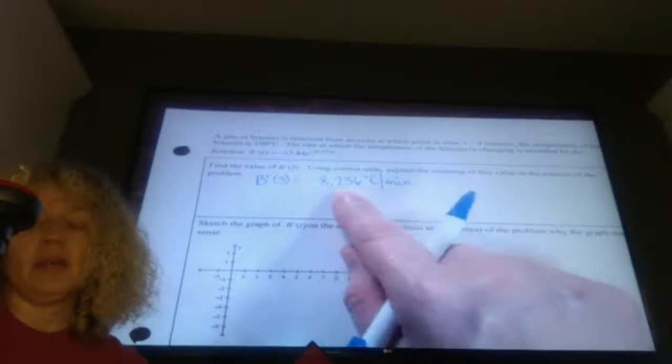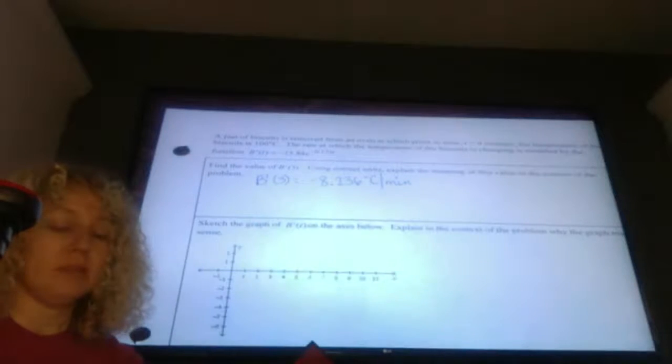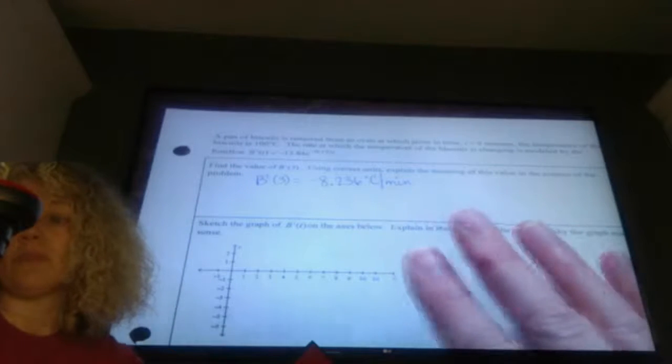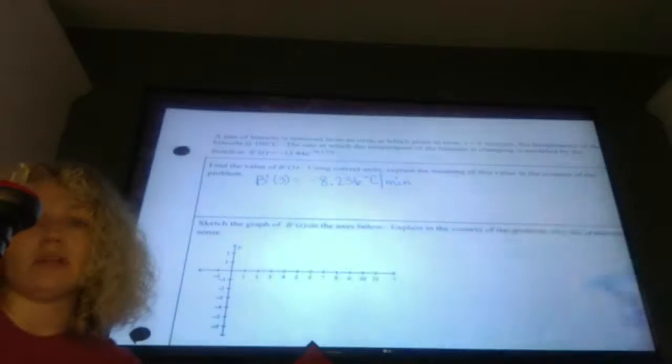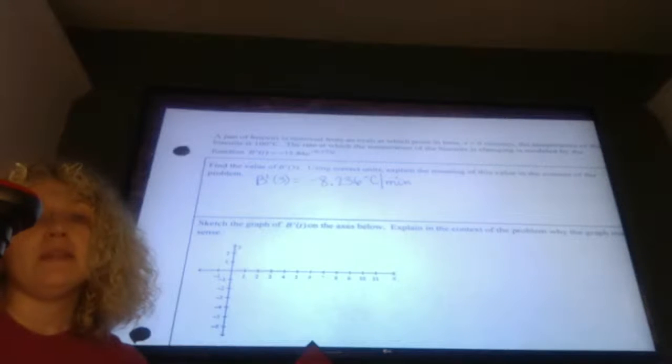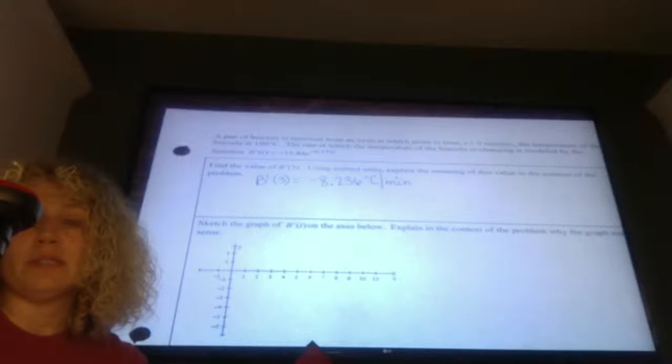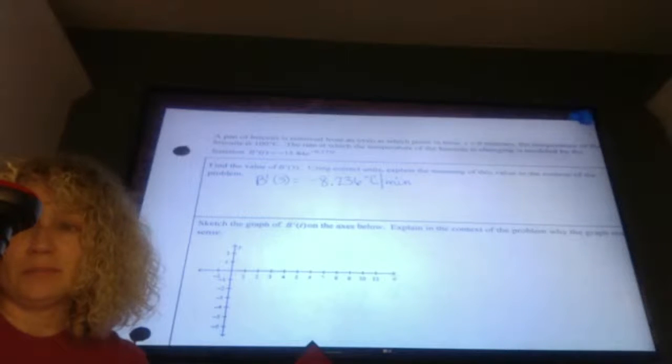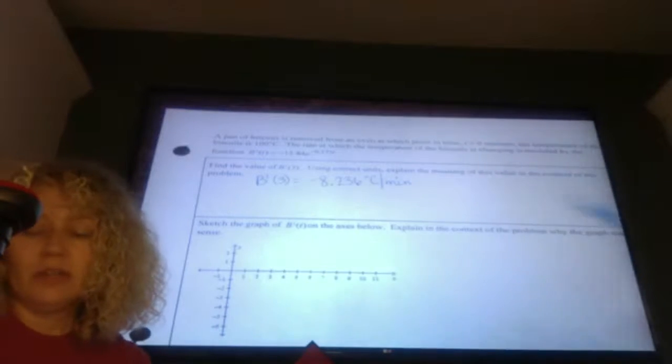That's what that means. I'm not going to write that down because you can pause it and write it. It means 3 minutes after the biscuits are removed from the oven, the temperature is decreasing at a rate of 8.236 degrees Celsius per minute. Okay, then the next one is to sketch the graph of b prime of t.